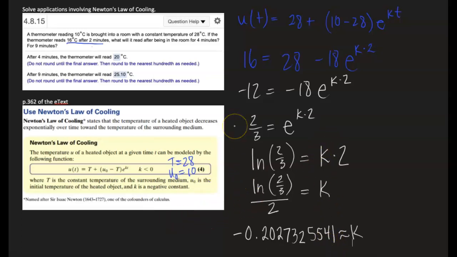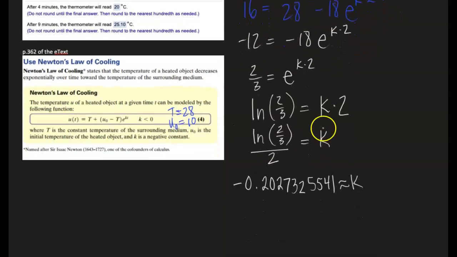So our complete model for this problem is U of t equals 28 minus 18e to the, and here's our value of k, we could either use that decimal form or the exact form, times t. So now that I have this model, I can put this model into any calculator, Desmos, whatever, it doesn't matter.